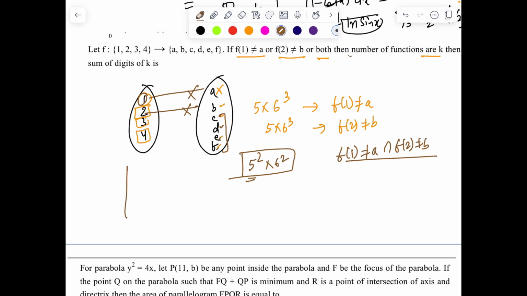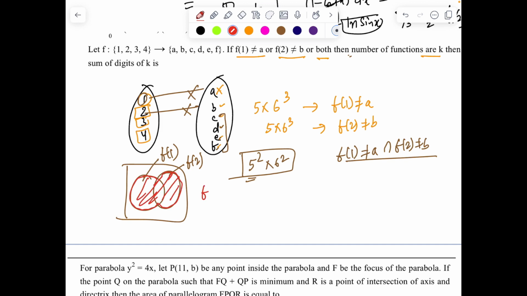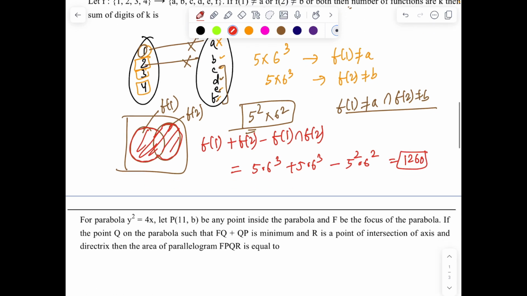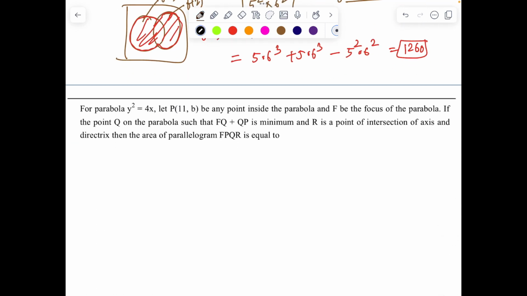then by the principle of inclusion and exclusion, let's say this represents the set f1 and this represents the set containing f2. So what we wanted is a region in f1 union f2. So it will be the number of elements in f1 plus the number of elements in f2 minus the number counted twice in f1 and f2. Just by plugging in these values, it will give 5 into 6 cube plus 5 into 6 cube minus 5 square into 6 square, and that amounts to 260. So this was a good problem again on basics.